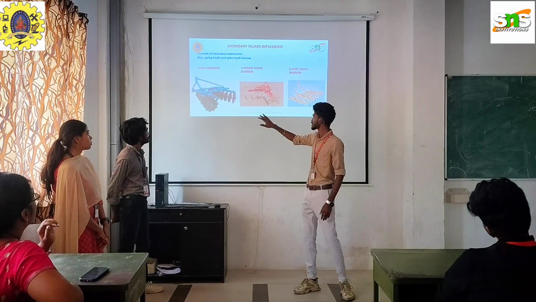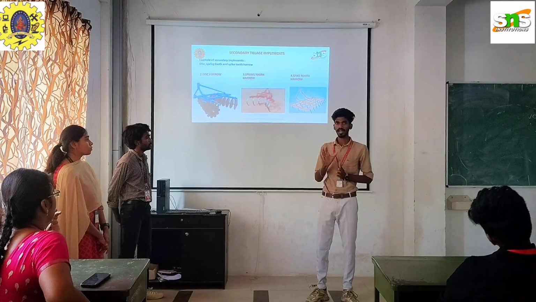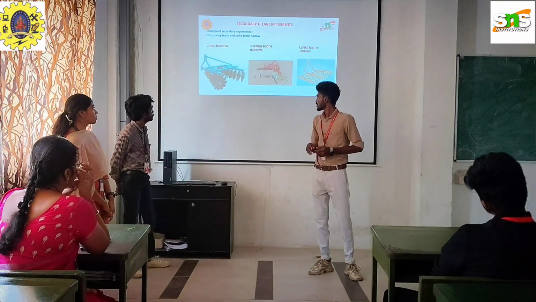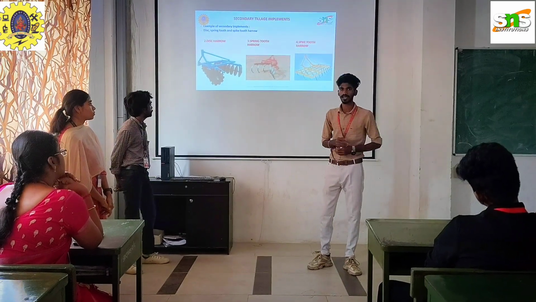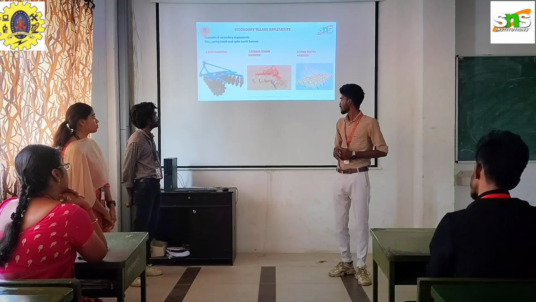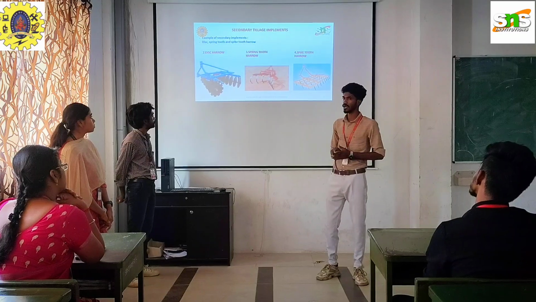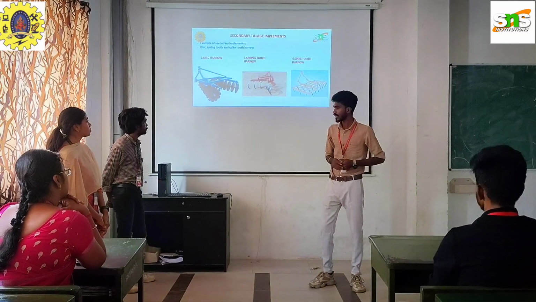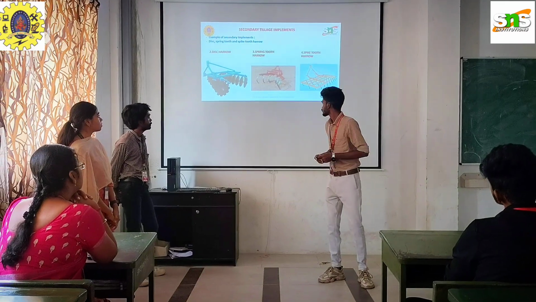Some other types: disc harrows are concave metal plates connected in a gang. It is used for cutting and sweeping up the old plant residues from the field. It has 3 types of disc harrows: single action disc harrow, double action disc harrow, and offset type disc harrow.